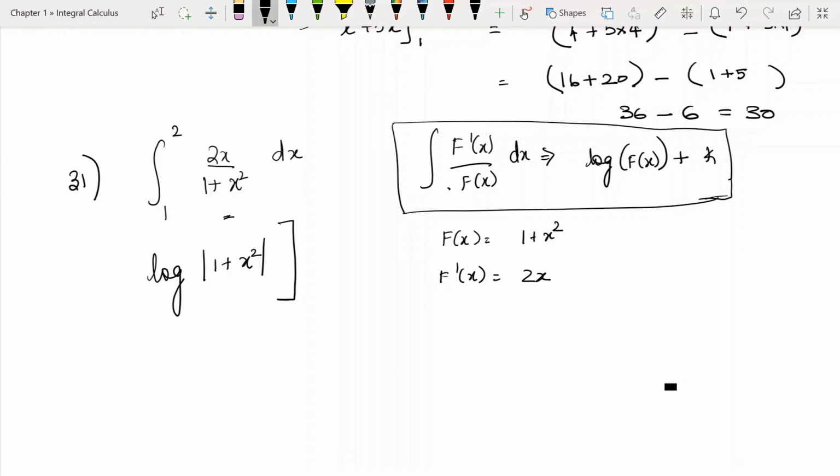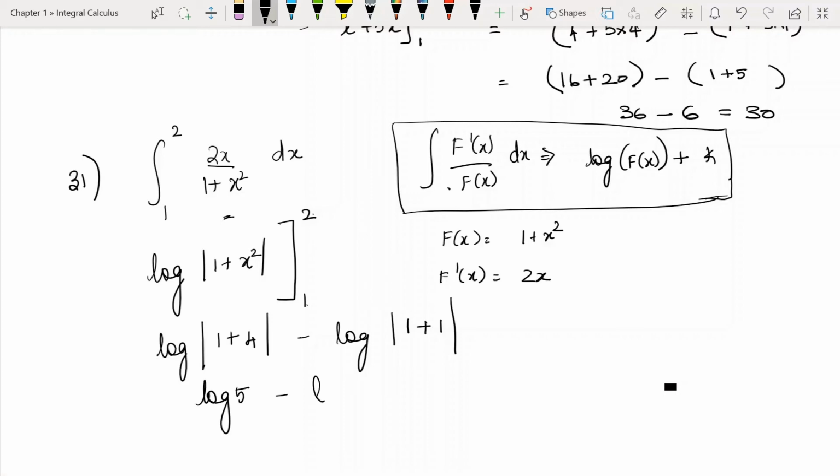Now, like I told you, no plus k. We will not put that. We'll put the limits 1 to 2, A to B. Let's substitute the values of A and B. 1 plus 2 square is 5, so log 5, minus log of 1 plus 1 square. 1 square is 1. So we have here log 5 minus log 2.